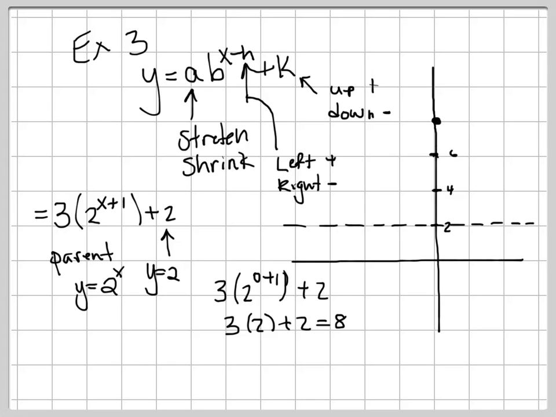The next one we're going to do, I'm going to go ahead and plot, let's say, -1. So we'll come back and we'll just plug it in. 3 times 2 to the -1 plus 1, and I hope at this point you can see why I chose to use 0 and -1. Right here you can see that -1 plus 1 gives me 0, which makes my calculations easier. That's just going to be 3 times 1, because it's 2 to the 0 power, plus 2, which is going to give me 5. We'll plot that point, -1 and 5. That's about right there.